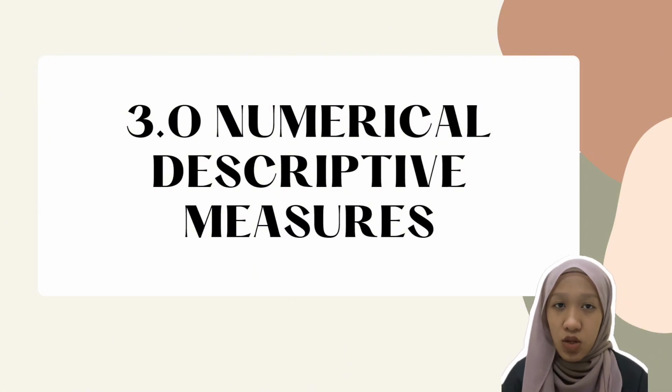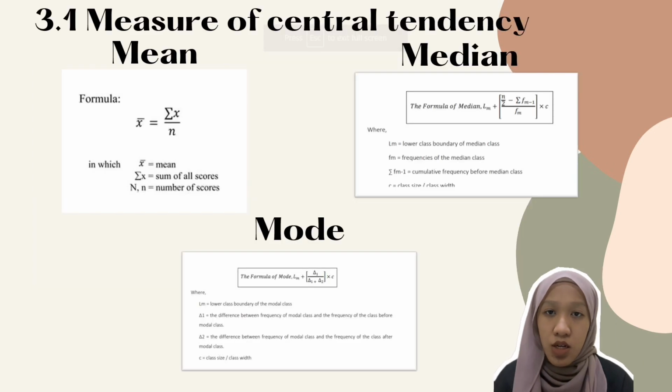Now I will continue number 3, which is numerical descriptive measures. 3.1 is measure of central tendency. They are mean, median, and mode. For the mean formula, it is the sum of all scores divided by the number of scores.